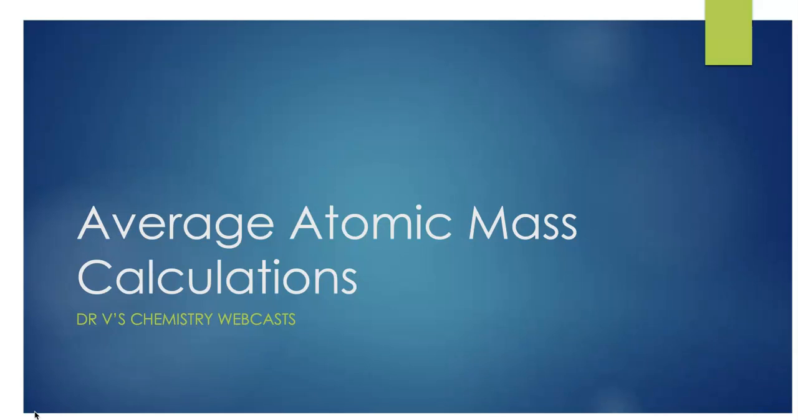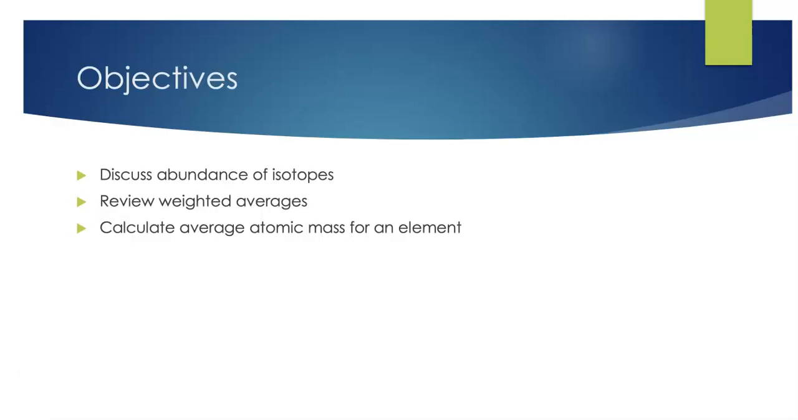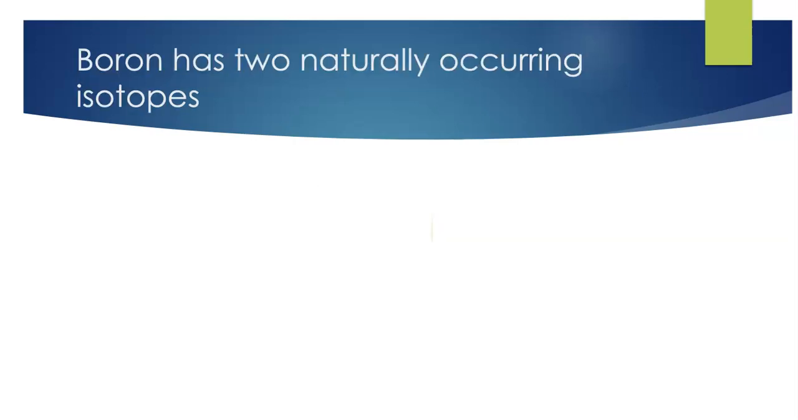Today we're talking about average atomic mass calculations for elements. What I'd like to accomplish in this webcast is to discuss the relative abundance of isotopes, review weighted averages, and show you how we use weighted averages to calculate the average atomic mass for an element. Let's start by talking about boron.